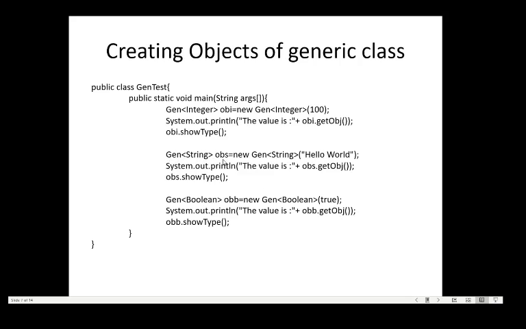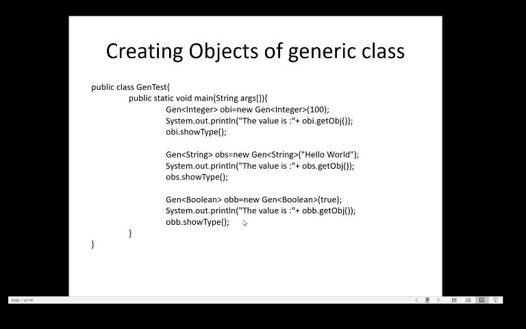The second object we have created is obs. Here, instead of Integer, we are passing String, and here we have given a string. This string is autoboxed, or auto-wrapped, into the String object, and this is sent to the Gen class constructor. Again, in the same way, we are printing the value obj and showType. The third one is Boolean. We have made obb, which is of Boolean type, and we are initializing it with the value true. Here we are giving an output, and here it is showing the type of obb.